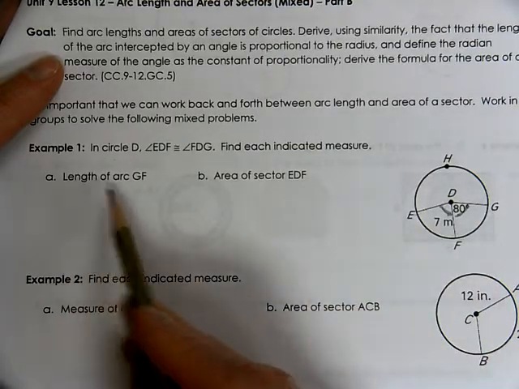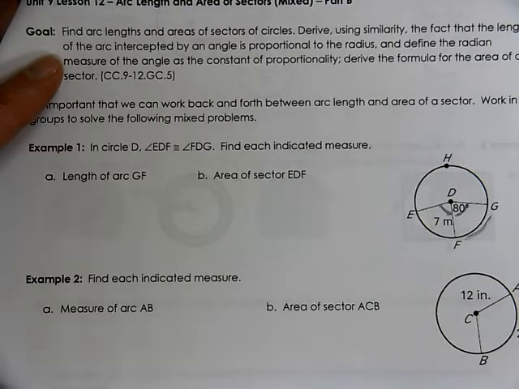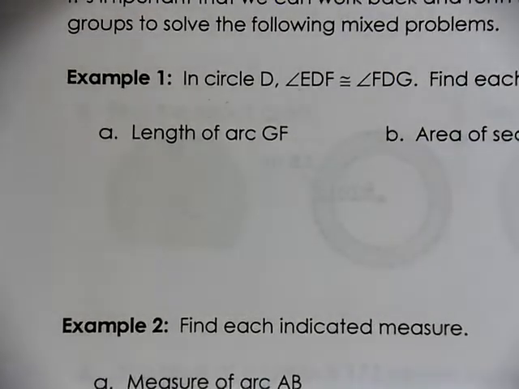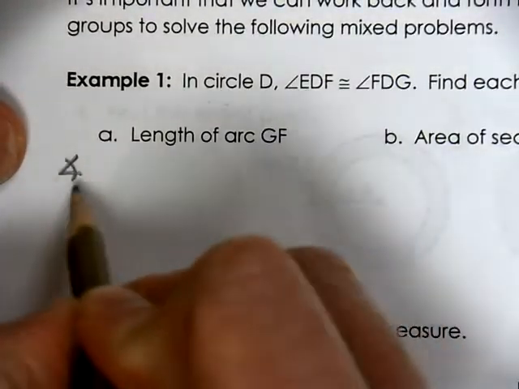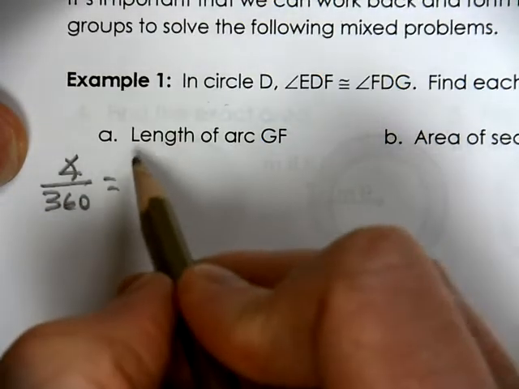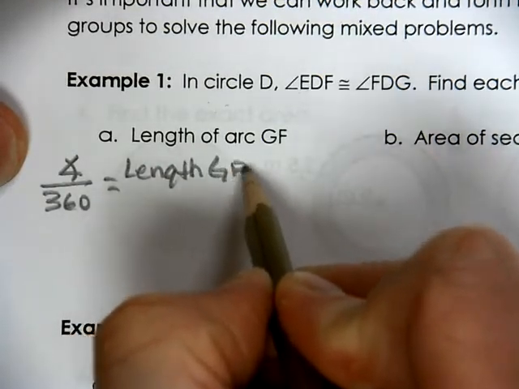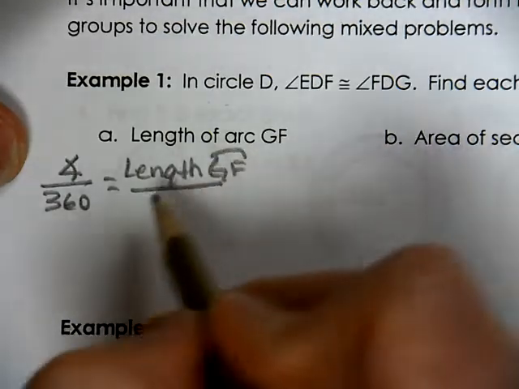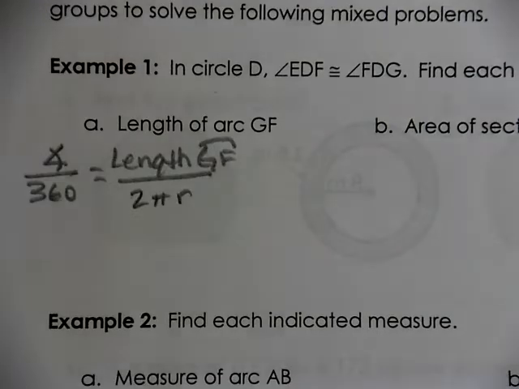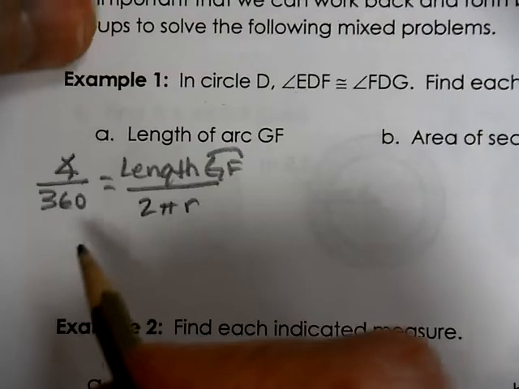So we're going to find the length of GF. Now for our reminder, we take the central angle over 360 is going to equal the length of arc GF over the circumference. Remember, arc length is just part of a circumference. It's not part of an area. So that's why it's over 2 pi r.